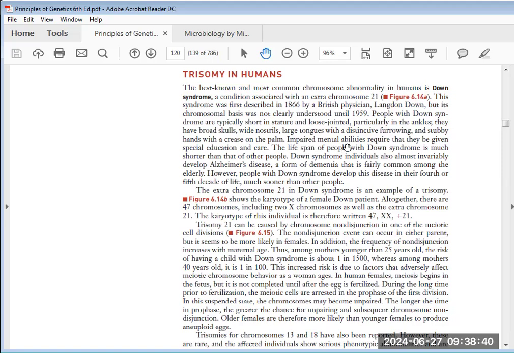They have impaired mental abilities. They are much less intelligent as compared to normal children. Special education and special care is required for such mentally defective children. Lifespan is also much shorter as compared to other people. All such persons also develop Alzheimer's disease, which is a type of dementia, earlier as compared to other persons. They develop Alzheimer's in their 40s or 50s, as compared to others, who develop this in their 70s. Now, this is all about Down syndrome.